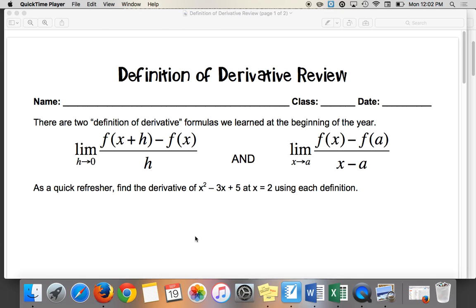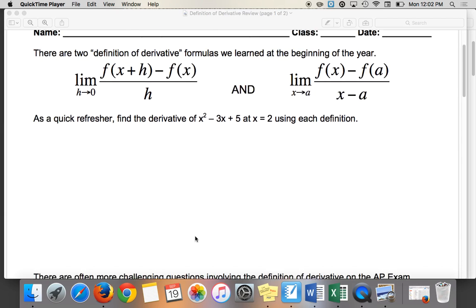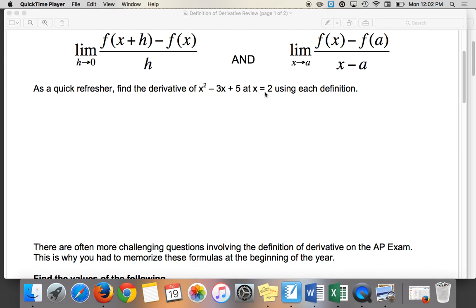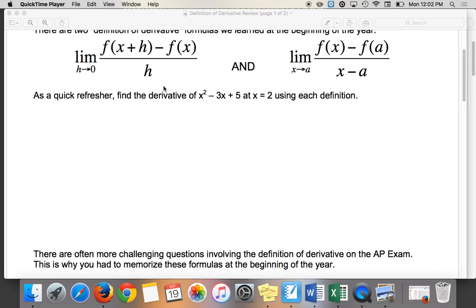You actually don't. The types of questions that they will have are kind of in the middle of a problem, okay? So it says, as a quick refresher, find the derivative at x equals 2 using each definition. Let's go ahead and do that, and then we'll talk about where we're stuck in the middle of it. So if I'm finding the derivative of x squared minus 3x plus 5, we'd have the limit as h goes to 0 of f of x plus h, and our x value is 2, so I'm going to do f of 2 plus h minus f of 2, all over h.